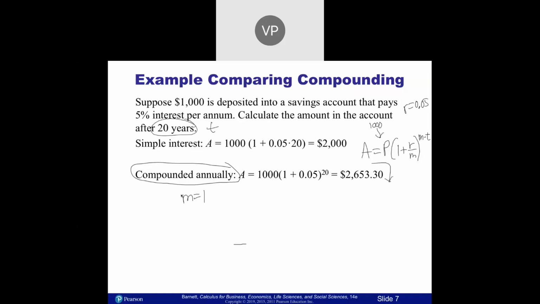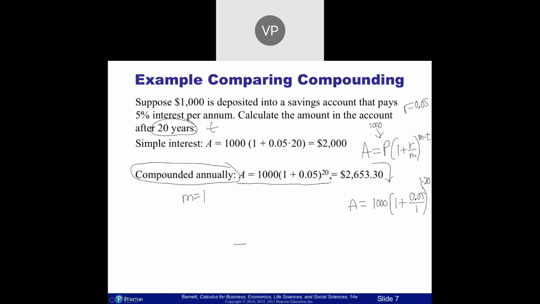So when I take this formula and plug everything in, I get the 1,000 and the 1 plus my R, which is 0.05, over the 1, which is my M, and the power is 1 times 20. That's how they arrived right here, just so you know where everything came from. That 0.05 is not really just because of the interest, it's the interest divided by 1 because we're doing this annually. The 20 is not because it's 20 years, it's 20 times the M. It just happens to be that the M is 1, so that's why you have a 20 there.